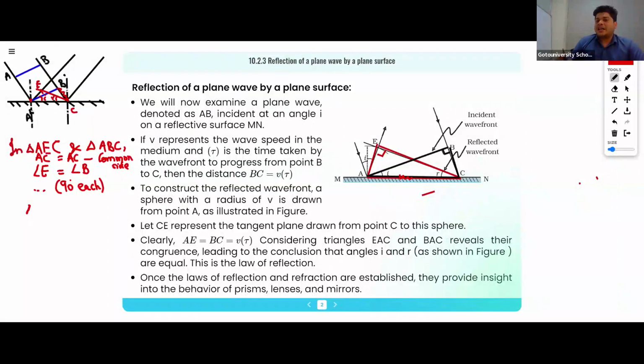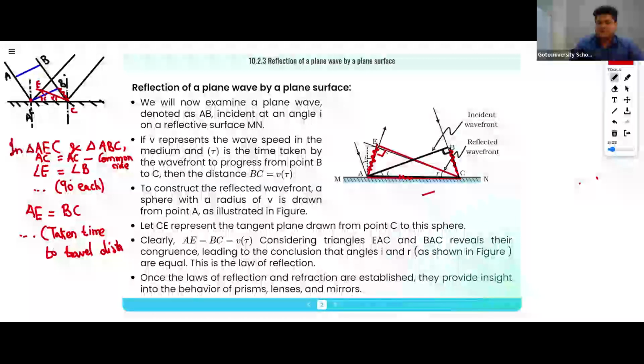Then if you check now, BC will be equal to AE. Why? The time taken by B to reach C is the same as the time taken by A to reach E. So I will write here that AE will be equal to BC. The time taken to travel the distance is the same.